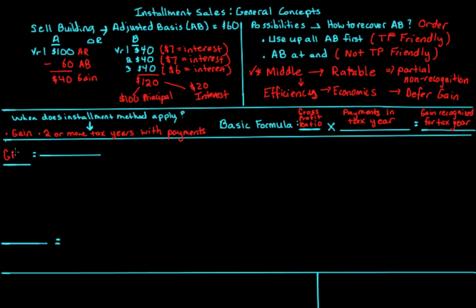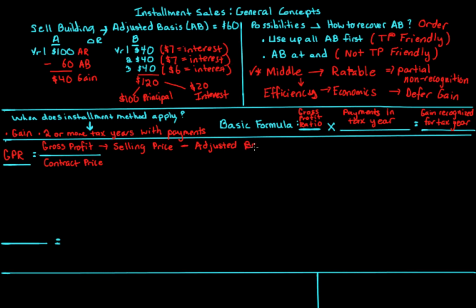Okay, so let's talk about what exactly the gross profit ratio is, or the GPR. So the GPR is a ratio. It's called a gross profit ratio for a reason. The gross profit ratio is the gross profit over the contract price. And I'm going to define these terms. The gross profit over the contract price, and that gives us our gross profit ratio. So first thing is the gross profit is the selling price, and I'm going to define this later on. The selling price minus the adjusted basis of the property being sold.